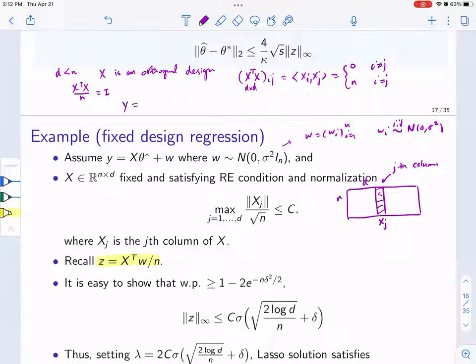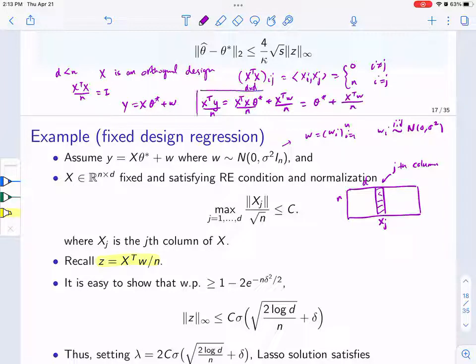Then if you have y equals X theta star plus w, what is a simple way to recover theta star? Great, yeah. You multiply both sides by X transpose. That's basically taking the inner product with each column. That's how you usually do it. Then I divide by n. This gives me X transpose X over n, which is the identity, so it gives me theta star plus X transpose w over n.